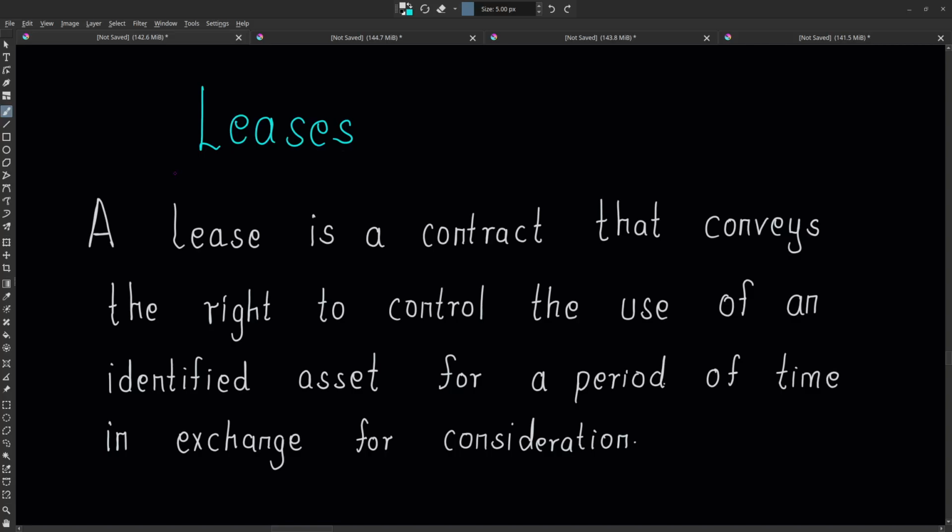Hello, let us look at leases. A lease is a contract that conveys the right to control the use of an identified asset for a period of time in exchange for consideration. Okay, let us understand what this means.